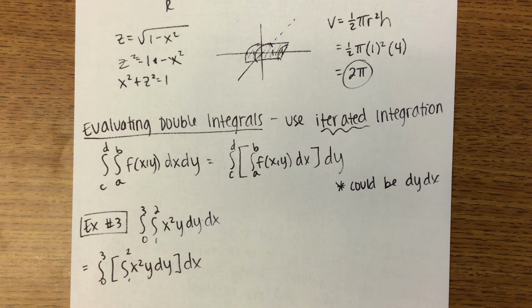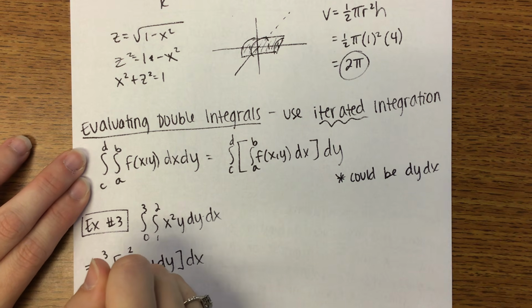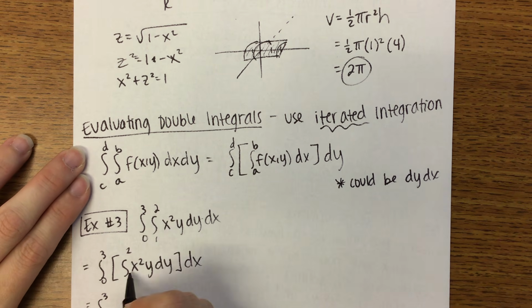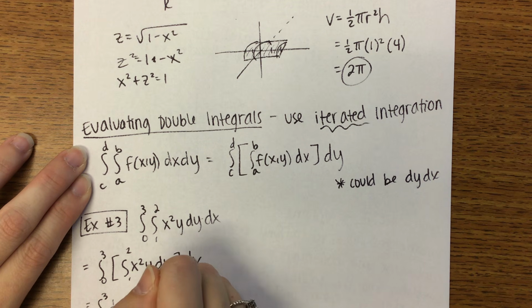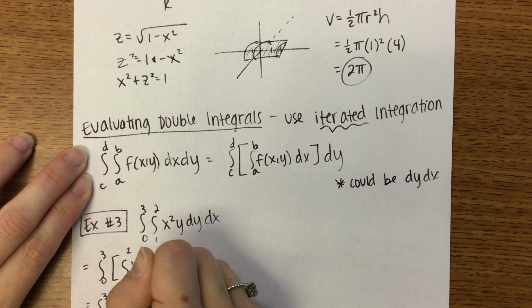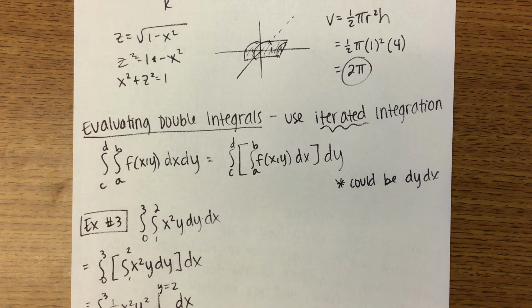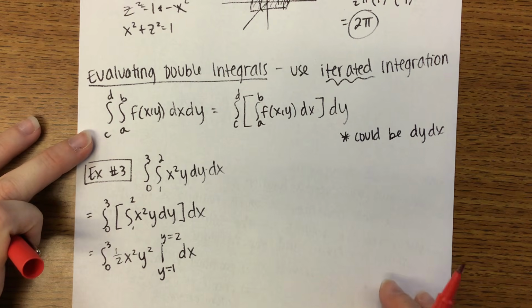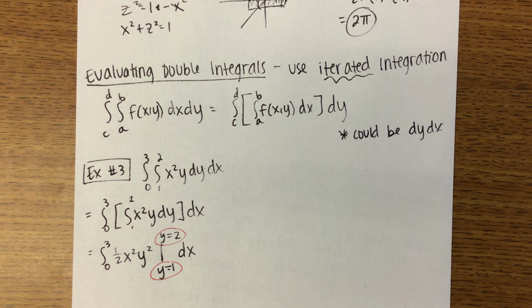So we are integrating with respect to y first, which means we are treating x like it's a constant. If I integrate with respect to y, I get 1/2 x squared y squared. I'm then going to evaluate from y equals 1 to y equals 2, and then integrate with respect to x. I highly suggest that you write y equals here, so that you remember that you're plugging in for y and not for x.